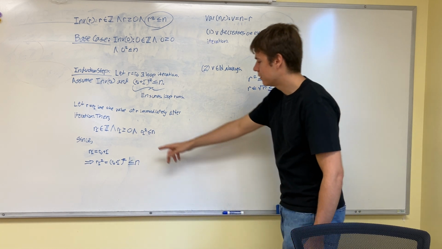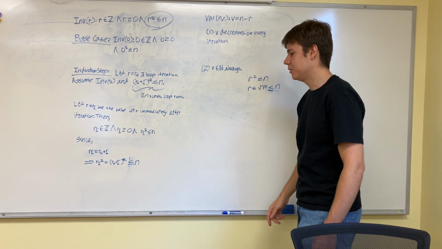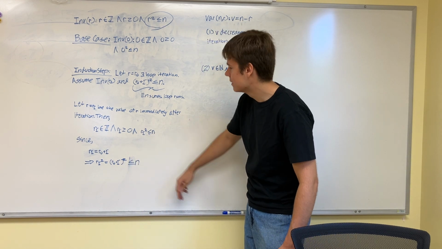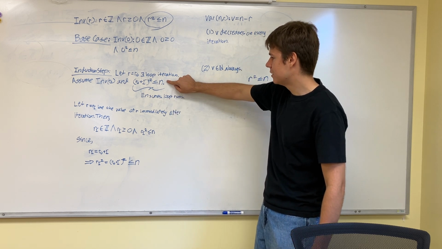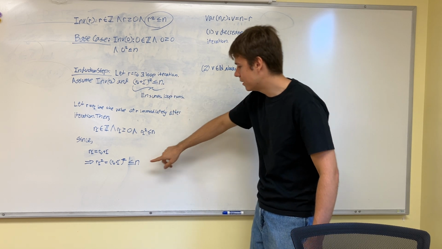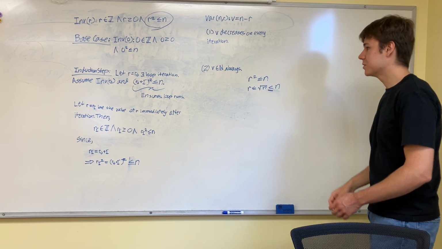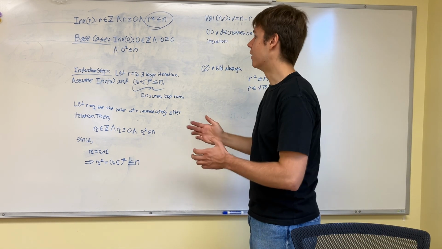Now the third statement, R1 squared less than or equal to n. We know that because we take this statement, square both sides, and by this assumption here that the loop runs, we know that R1 squared will be less than or equal to n. So that proves invariant R.